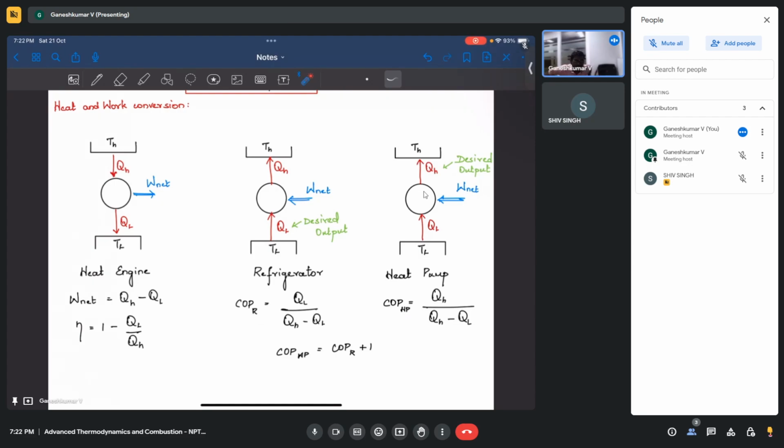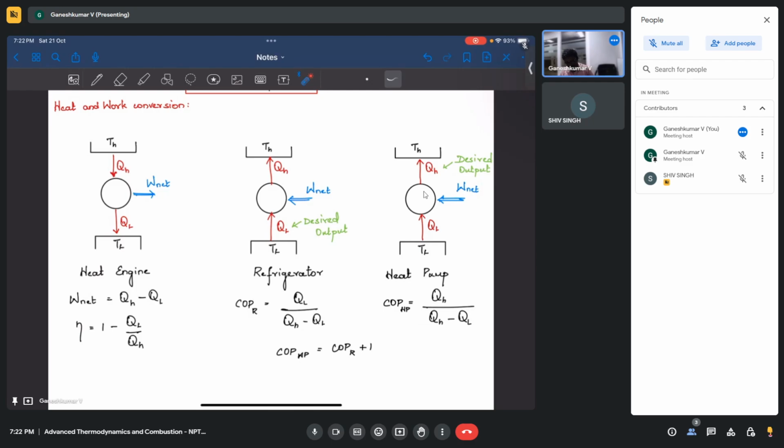Coefficient of performance is nothing but desired output by work input. That is the reason you have different coefficients of performance, and they can be related like this. And a heat engine also has its efficiency. Let's say you are interested in producing this much amount of work, but the amount of heat required would be high.